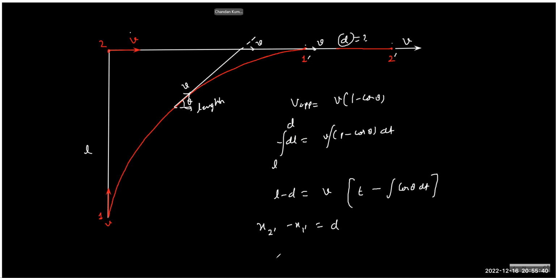Can we write like this? So D is how much? X2 dash minus X1 dash. Yes or no? Tell me, guys. Yes, sir. So X2 dash is the topmost. This is V into T. And X1 dash is again V cos theta dt.